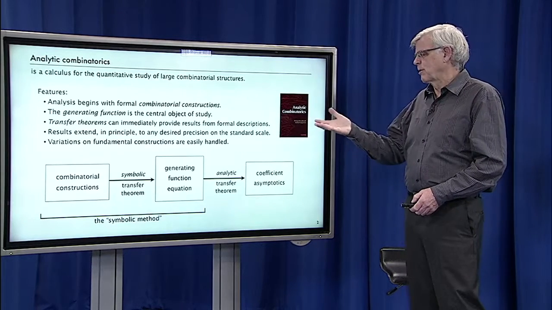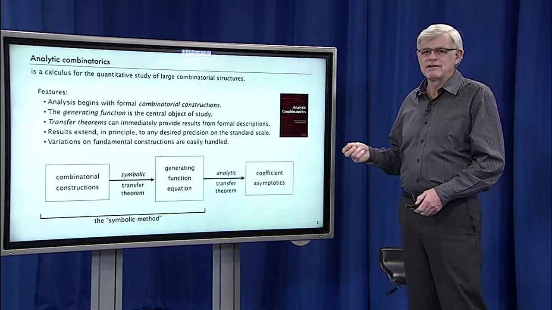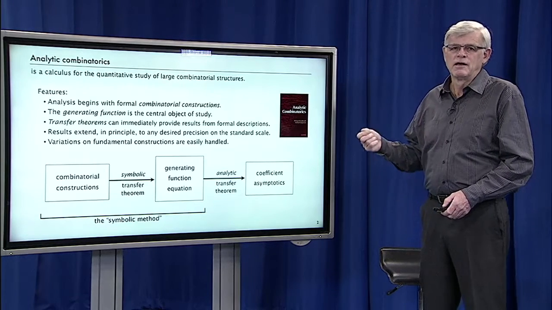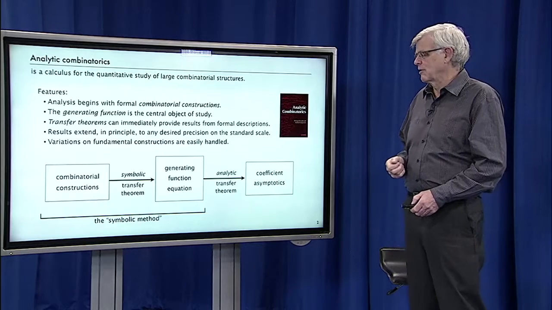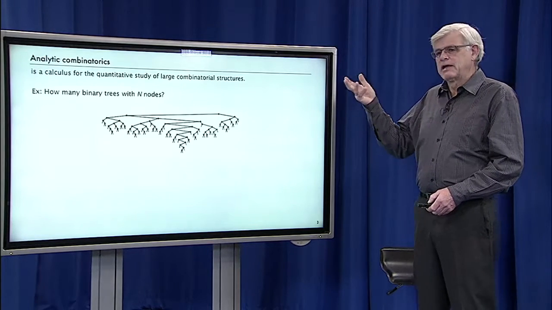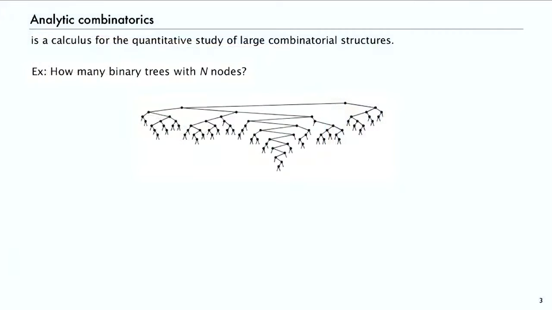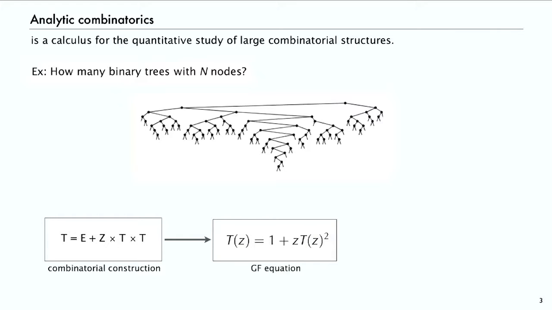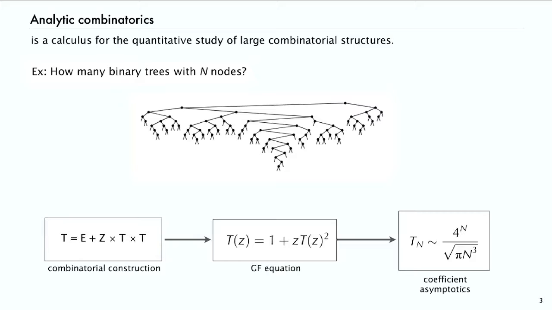Essentially, this process allows us to avoid a lot of the detailed calculations that we've been doing in the analysis of algorithms and combinatorial structures. For example, in analytic combinatorics, if you want to know the number of binary trees with n nodes, there's a combinatorial construction, and we'll go through the details of this, that immediately transfers to a generating function equation that immediately transfers to coefficient asymptotics for the result without going into all of the detail. That's the overview. We'll end the lecture with this slide too, and you'll understand everything that goes behind the transfers.